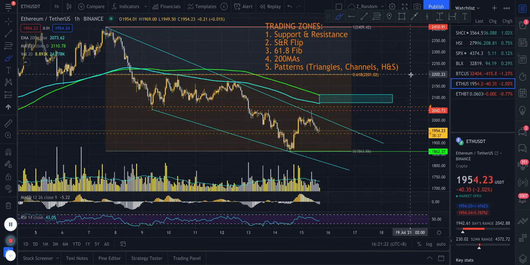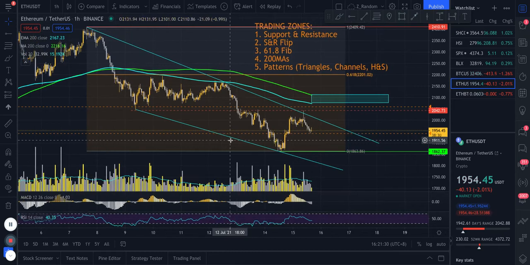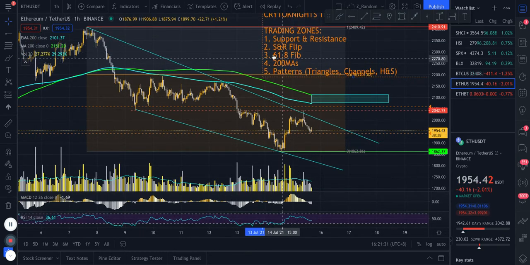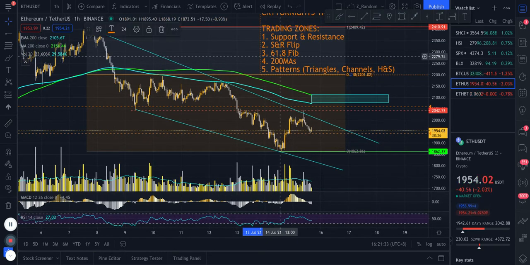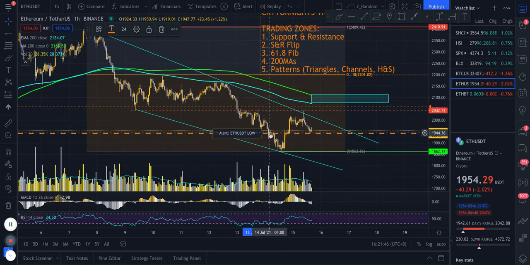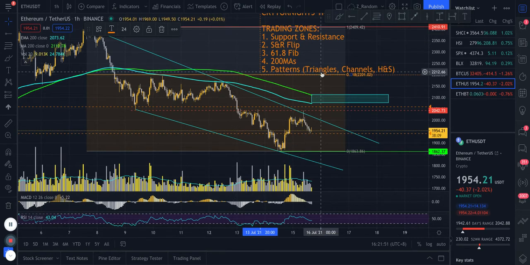So now, we're done, right? And so this is what the chart looks like after I've marked out all the levels that I typically mark out for my trading. And so again, to recap, we have the support and resistance, right? This green support, this red resistance. We have this S or R flip, and it's in red because it's resistance, right? We have the 61.8 fib from taking the high to this low, and here's the 61.8 retracement.